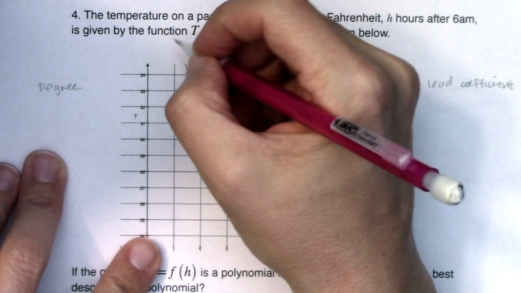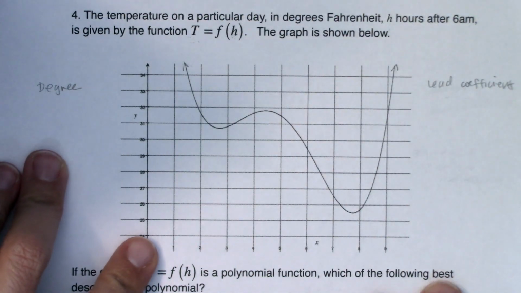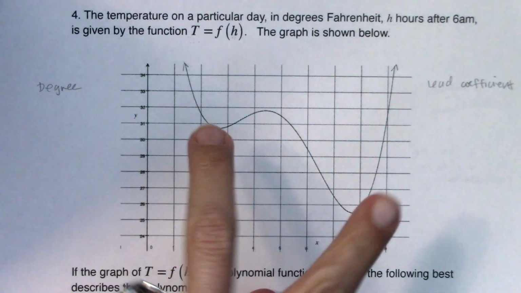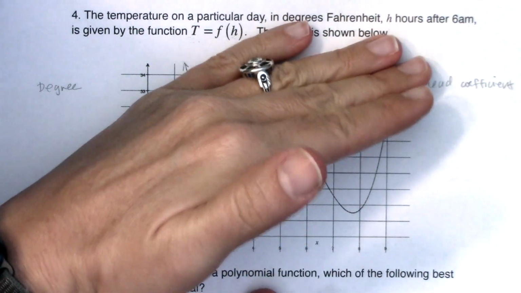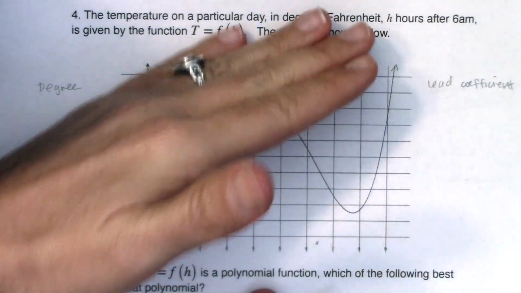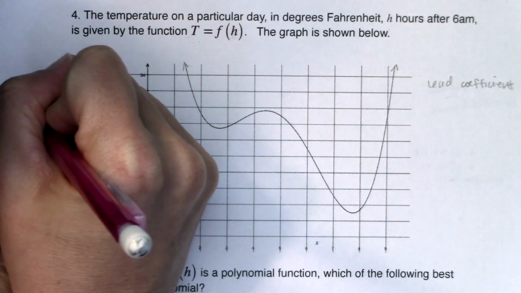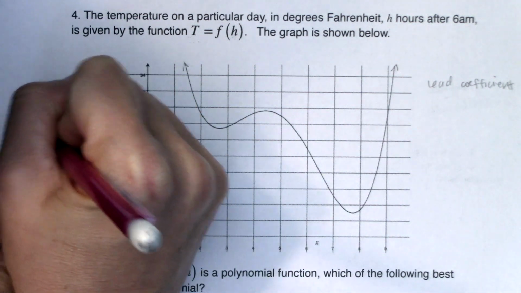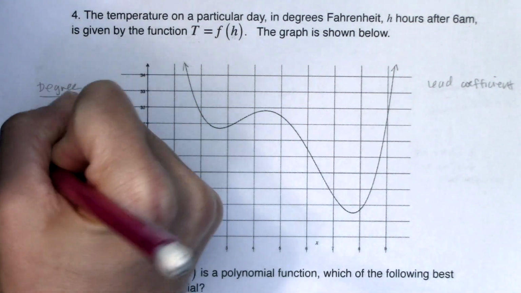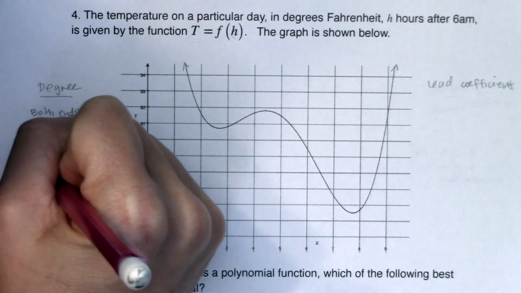Now, since this is a polynomial, I can assume there are arrows here. And one thing I will take note of is since both arrows are going in the same direction, they happen to both be going up. But since they're going in the same direction, that means I'm going to have an even degree. So I'm going to say both ends in same direction. That tells me even degree.